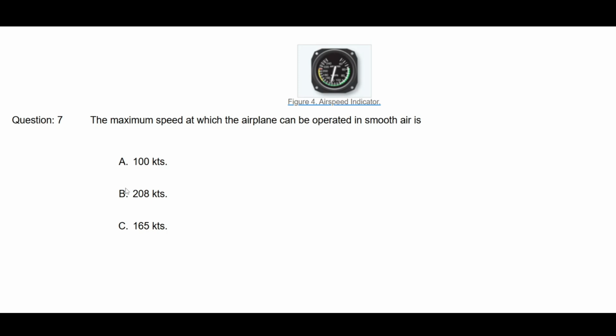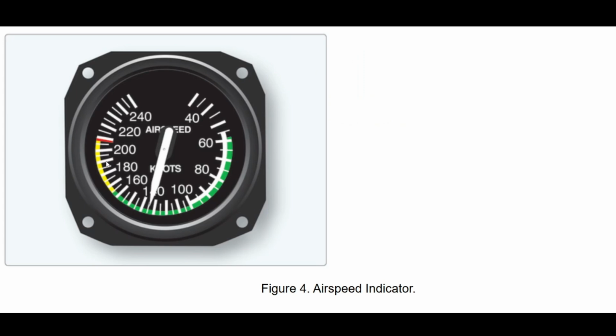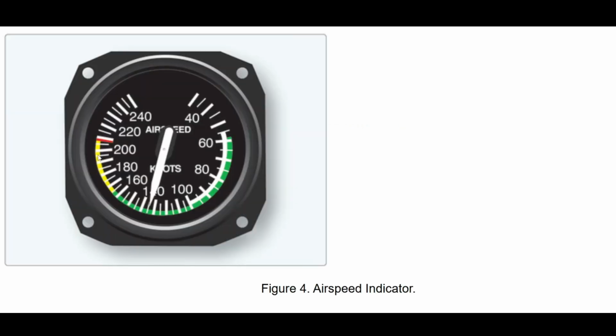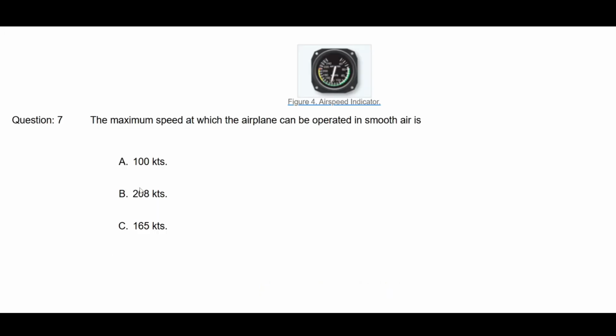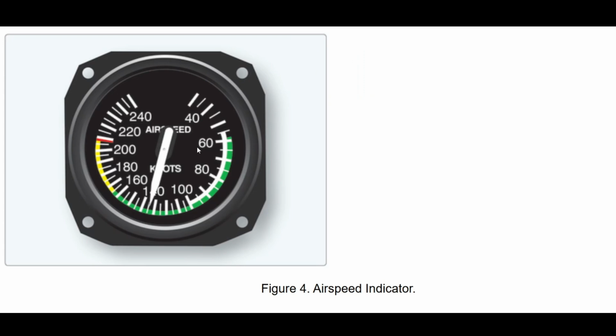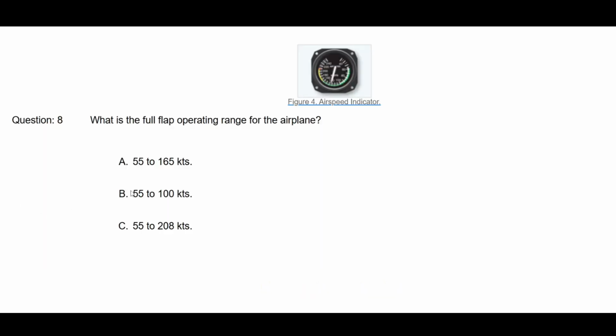The maximum speed at which the airplane can be operating in smooth air. In smooth air, that is the red yellow marking. It wants to know the maximum speed you can put on this yellow marking. That will be at the top, so above 200. Our closest answer would be B. What is the full flap operating range of the airplane? The full flap operating range begins around 50, ends at 100. So the answer would be B.